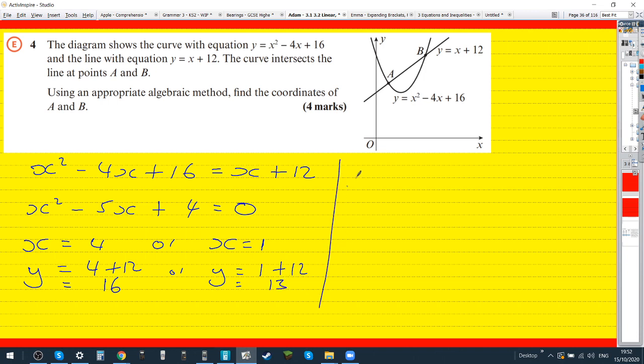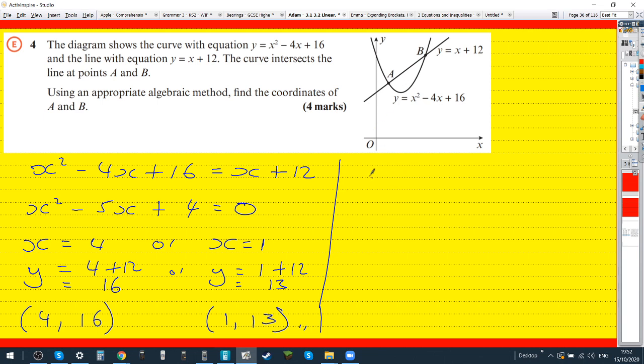And so, what are the coordinates for both intersections? The first one would be open brackets, 4, comma, 16, close brackets. The second one would be open brackets, 1, comma, 13, close brackets. You can't mix and match. You can't say 4, 13.